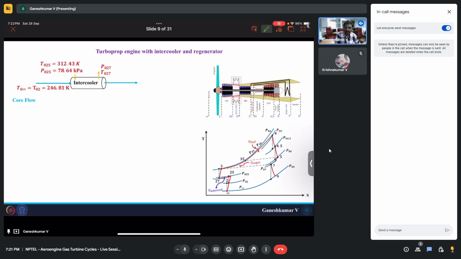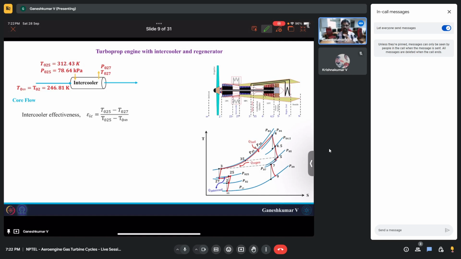So the next component that we have is the intercooler, and in the intercooler the low temperature ambient air is going to enter and cool the relatively high temperature exhaust from the low pressure compressor. And we already have the intercooler effectiveness, and we also know how this formula comes, so I'm not going to go into much detail. As I said, this is nothing but actual heat transfer by maximum possible heat transfer.